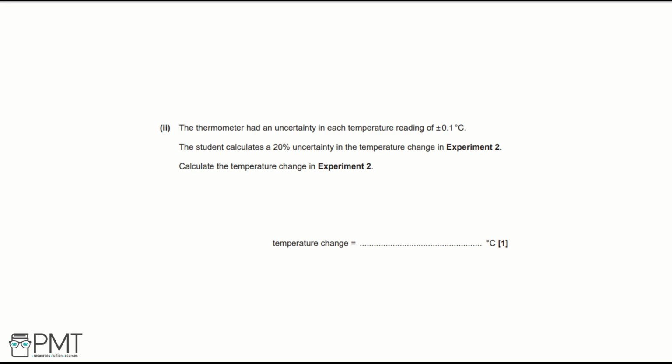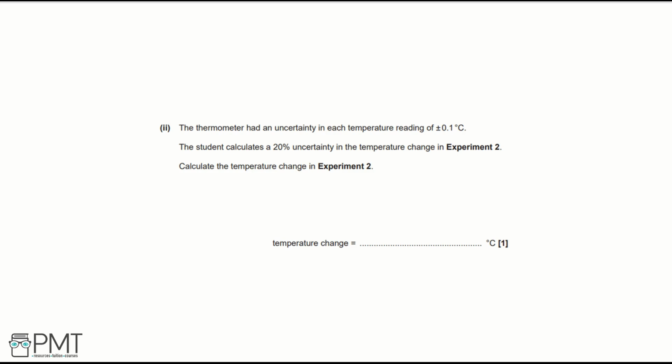Part 2. The thermometer had an uncertainty in each temperature reading of plus or minus 0.1 degrees Celsius. The student calculates a 20% uncertainty in the temperature change in experiment 2. Calculate the temperature change in experiment 2.